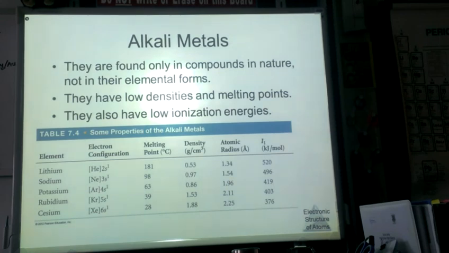They are found usually only in compounds in nature, and that's because if we find them by themselves, well, we wouldn't be able to, because they're so reactive with water and air that they would react immediately. So we always find them bonded to something else and not in their pure elemental form. They have very low densities, they have low melting points, and we also know that the alkali metals have low ionization energies. Their ionization energy is low because they want to get rid of that outermost electron to get that full outer shell. So it's not going to take a lot of energy to get rid of that one extra electron.